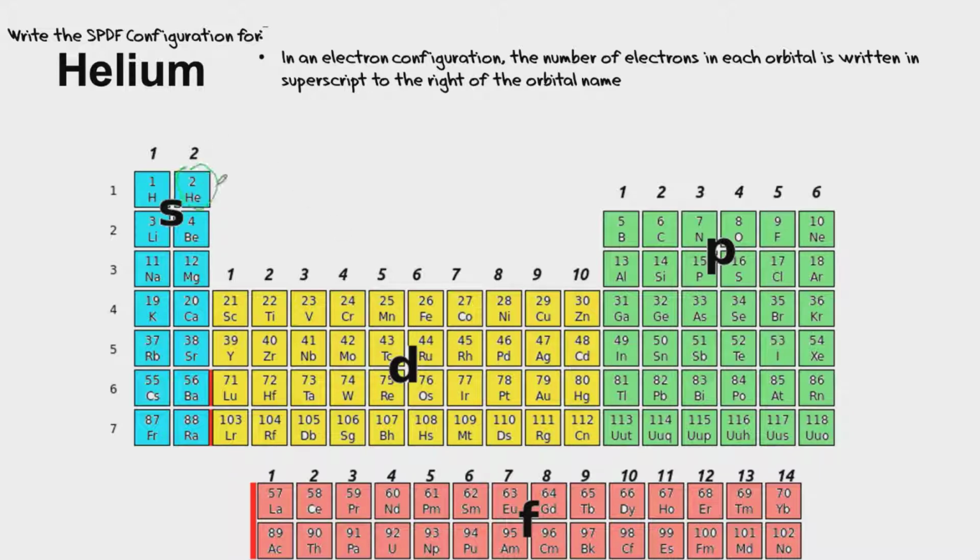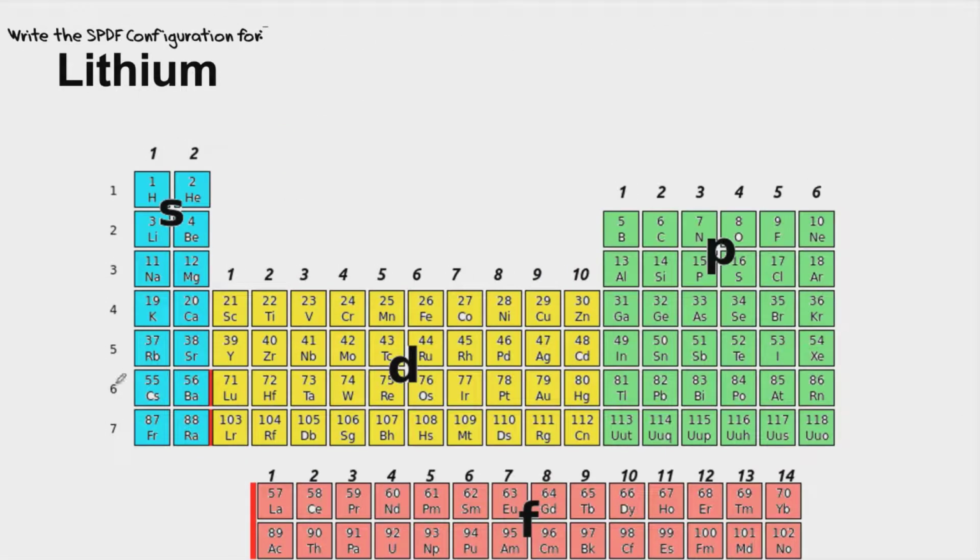Helium is here, so we need to write that code for it. Well, we know it's in the first principal energy level, so its principal quantum number is 1. We know it is in the S sublevel. We got to give it an S. And we know that it is the second element there, so the electron configuration for helium is 1s2. Let's try and write the electron configuration for lithium.